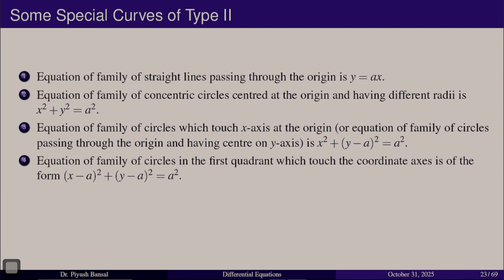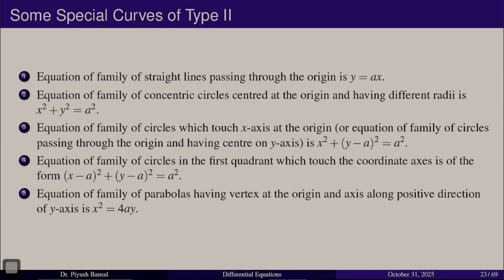Fourth curve is the equation of a family of circles in the first quadrant, which is touching both coordinate axes. So (x minus a) whole square plus (y minus a) whole square equal to a square. This will be the form. So again only one arbitrary constant a is involved. And another family is the family of parabolas having vertex at origin and axis along the positive direction of y axis. Such a family will be of the form x square equal to 4 a y. So again a is the arbitrary constant here.